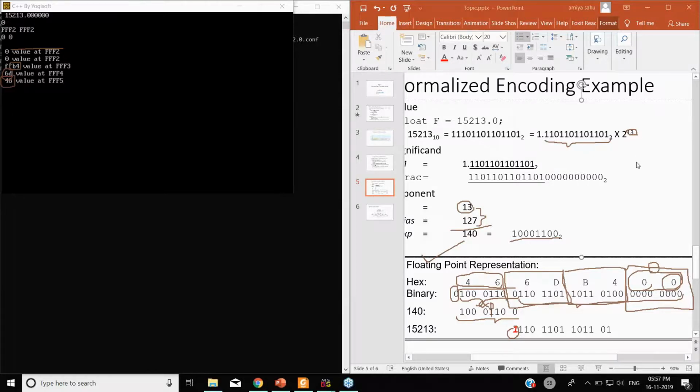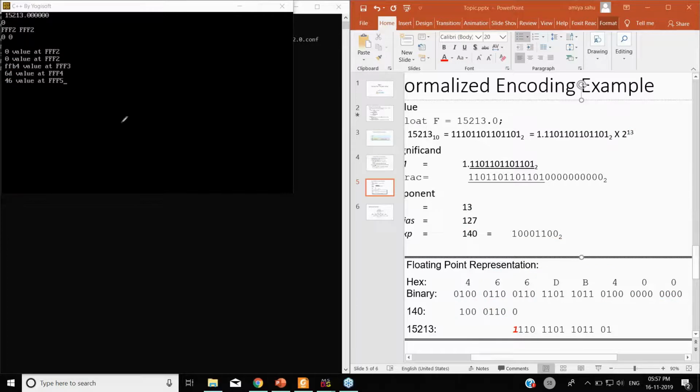Let me clear the drawing. See, the first byte is 0. The next byte is 4B. As we have obtained 4B, the next byte is D6. It is D6. Next byte is 64.